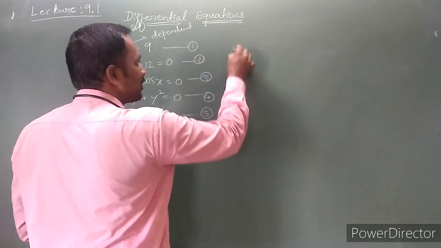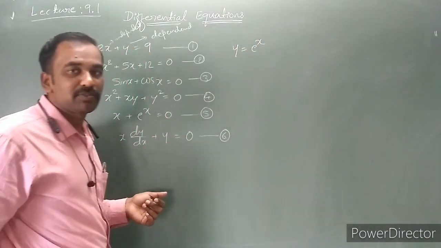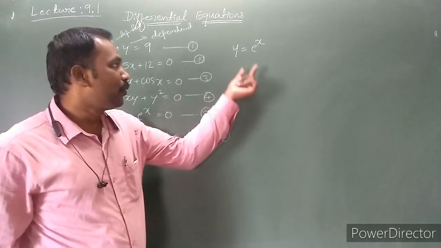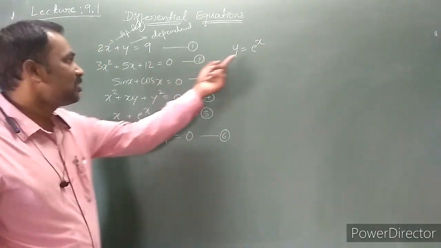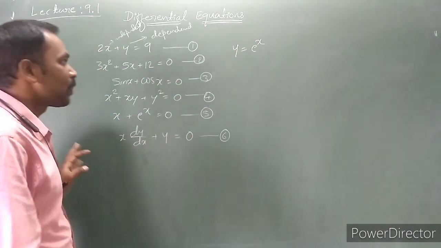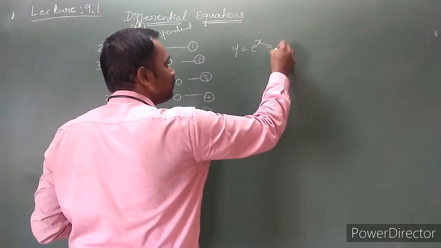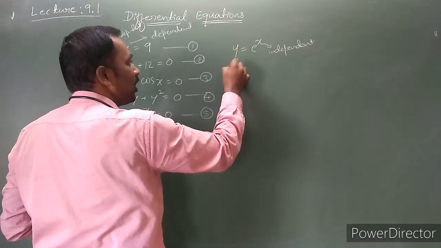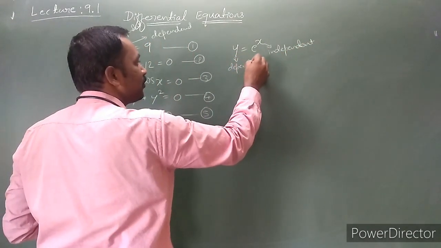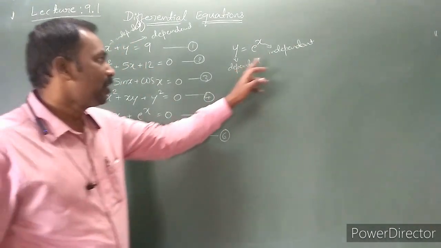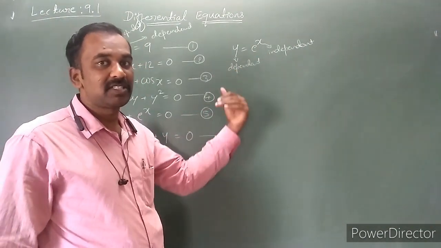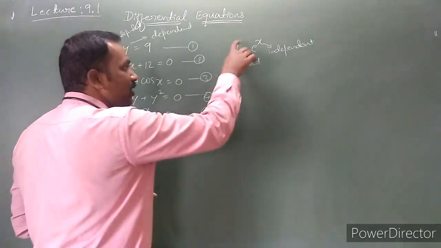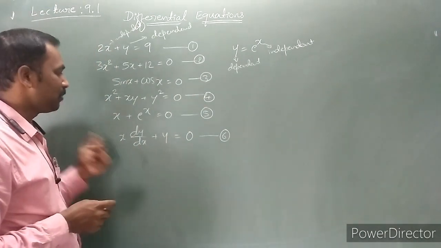Always, if you write y is equal to e power x, an exponential function, here x is an independent variable, y is a dependent variable. In that manner, you used to write it. On changing the x value, the y value will change. So here x is independent, y is dependent. Just remember this particularly, because we need to know which is the independent variable and which is the dependent variable. It is a very important thing to remember.